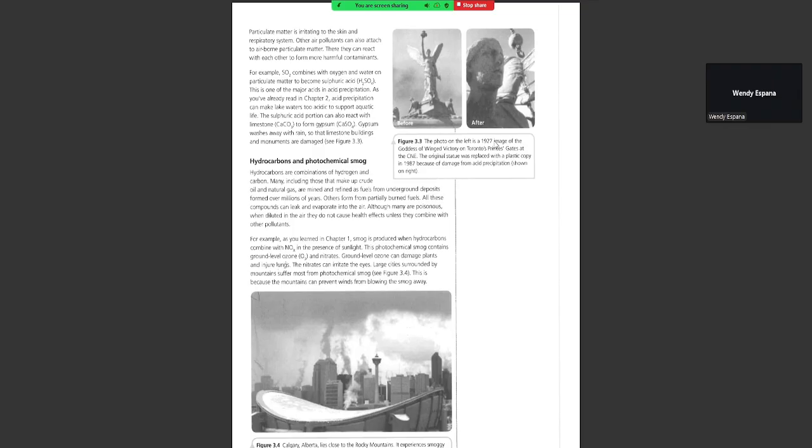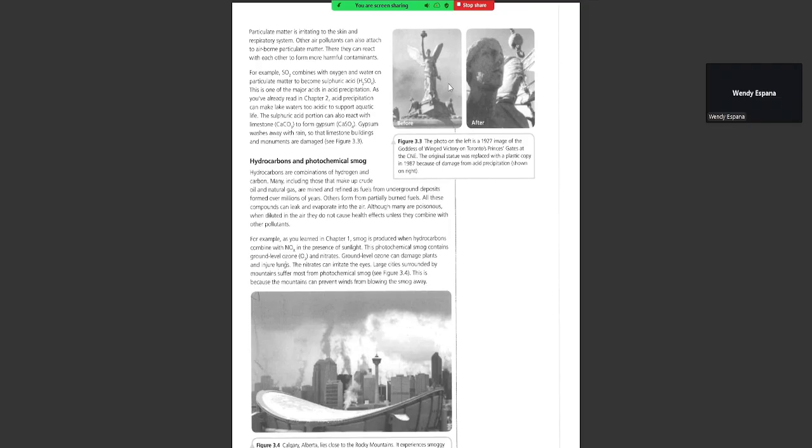And then we have this really interesting picture there on page 63, figure 3.3, and it's showing an image at Toronto's CNE. I don't know if anybody's been to the CNE in Toronto, but in 1927 there was that statue called the Goddess of Winged Victory. Beautiful statue. However, if you look at the right, in 1987, it was starting to come apart from acid precipitation.